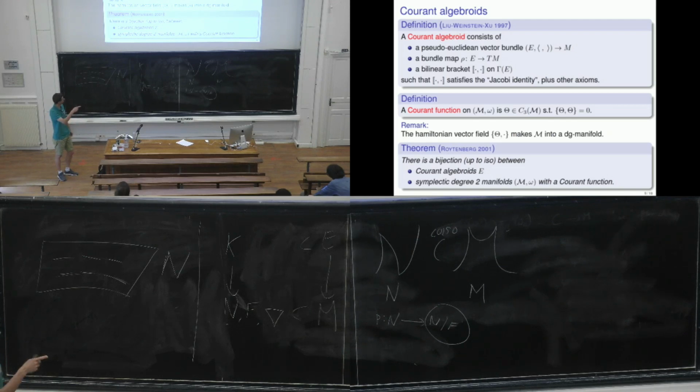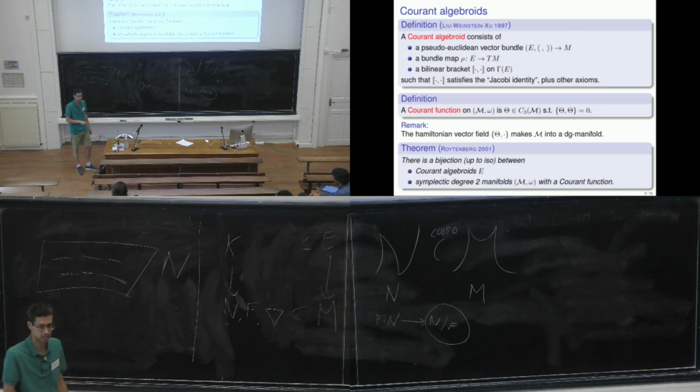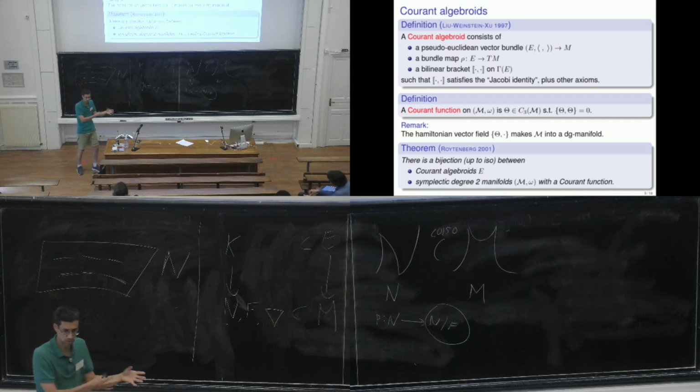So if you take the Hamiltonian vector field of this function, you lose 2 degrees because the Poisson bracket has degree minus 2. So you get a degree 1 vector field which, well, commutes with itself. In other words, M becomes a differential graded manifold. So this theta, if you don't like to work with the function theta, you can just think M is a differential graded manifold where the homological vector field is Hamiltonian.